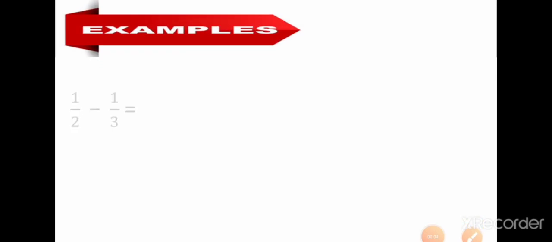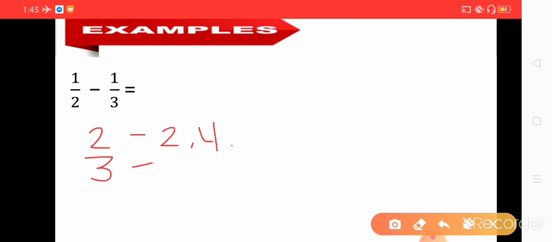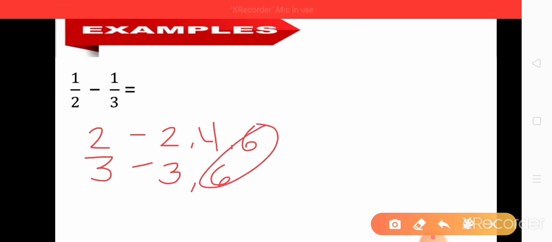So, next, let's have these examples. We have 1 over 2 minus 1 over 3. So, kuhanin ulit natin yung kanilang LCD. So, 2 and 3. 2 times 1 will give you 2. 2 times 2 will give you 4. 2 times 3 will give you 6. 3 times 1 will give you 3. 3 times 2 will give you 6. So, since may magkapareho na sila, ang LCD natin is 6 and divide natin siya sa denominator, which is 2.